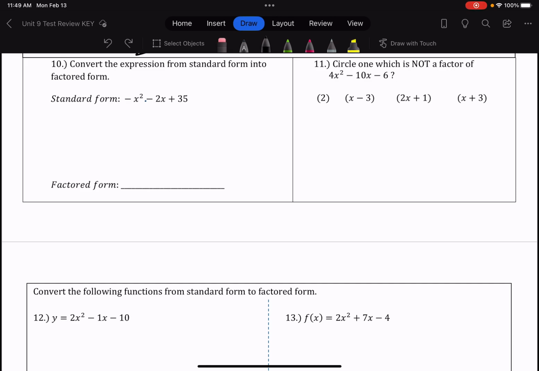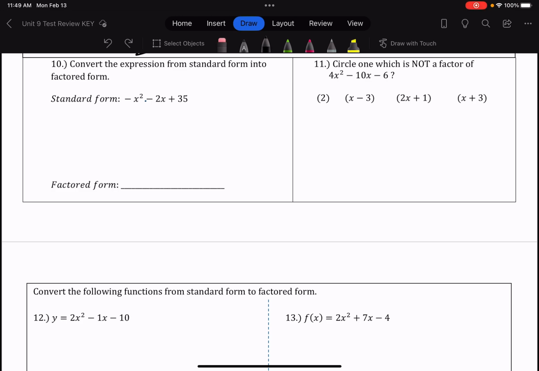So we're going to be converting from standard to factored form again. We're also going to be looking at some different ways to factor. Number 10 says, we're on this Unit 9 test review. The goal here is to make sure that we're understanding how to factor quadratic functions.